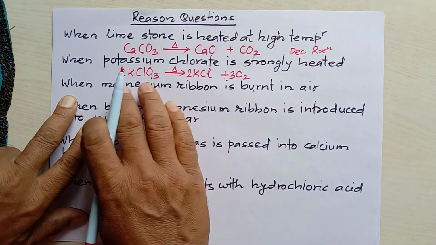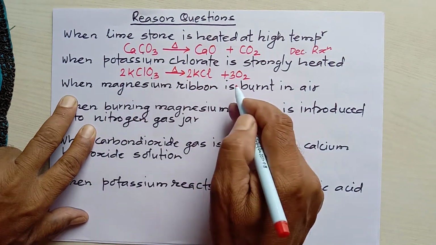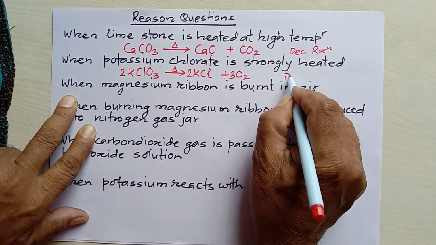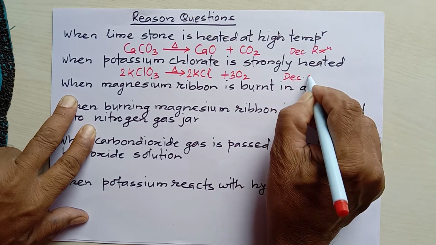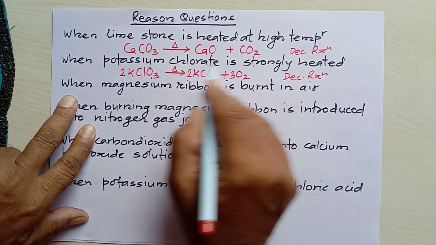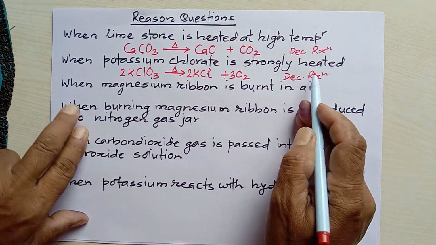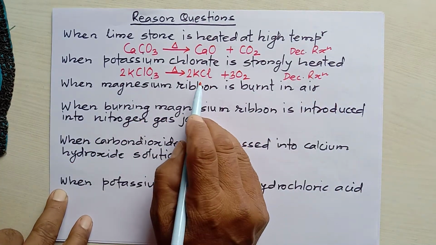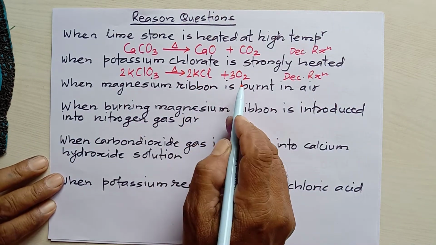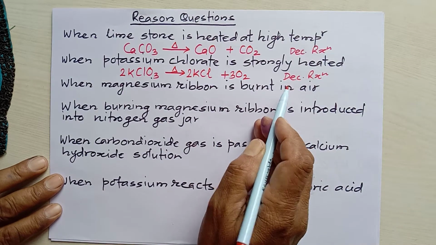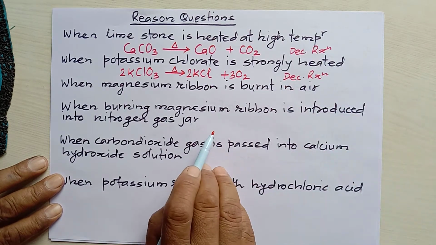Now what type of reaction is it? One compound is decomposed into two, that's why this is a decomposition reaction. Now if we have to write in a sentence, we can write this way. When potassium chlorate is strongly heated, then it decomposes into potassium chloride and oxygen gas, and this is a decomposition reaction.